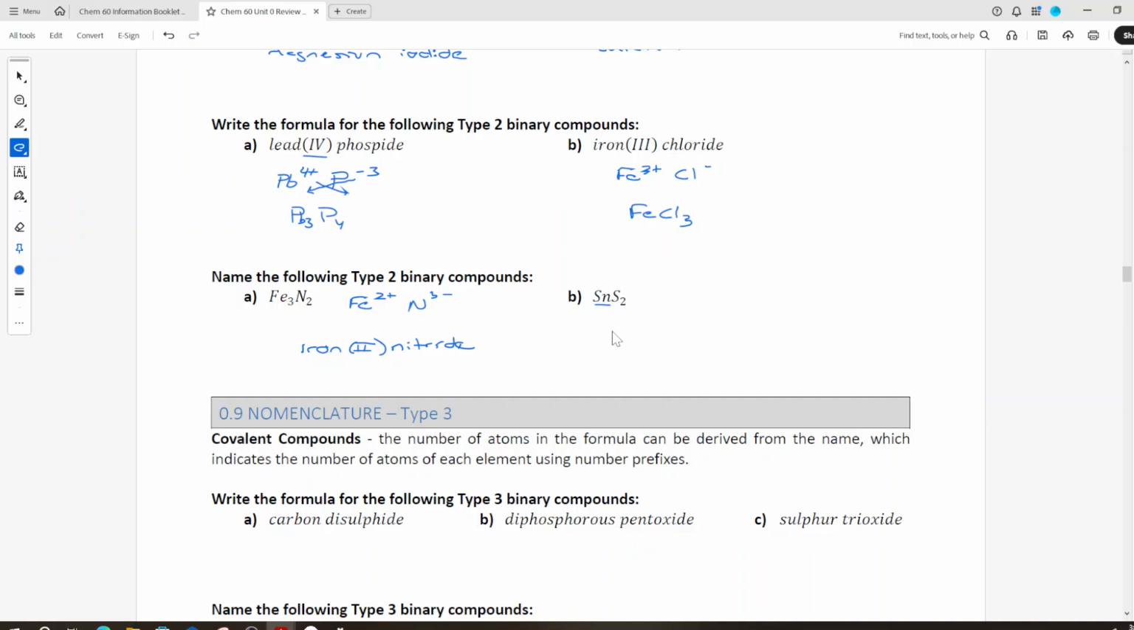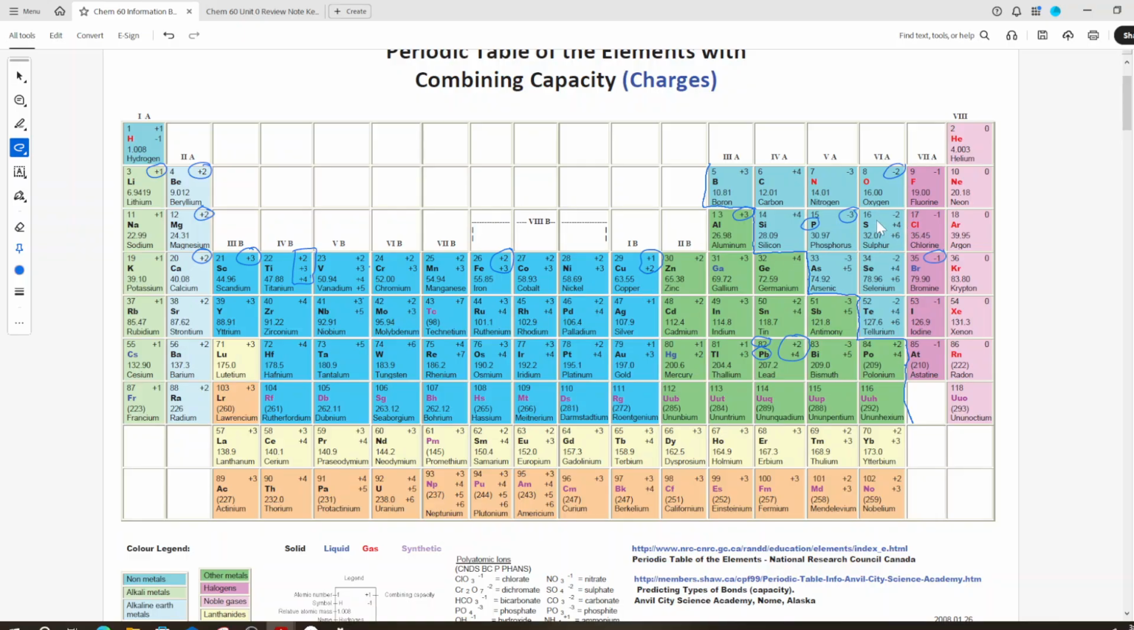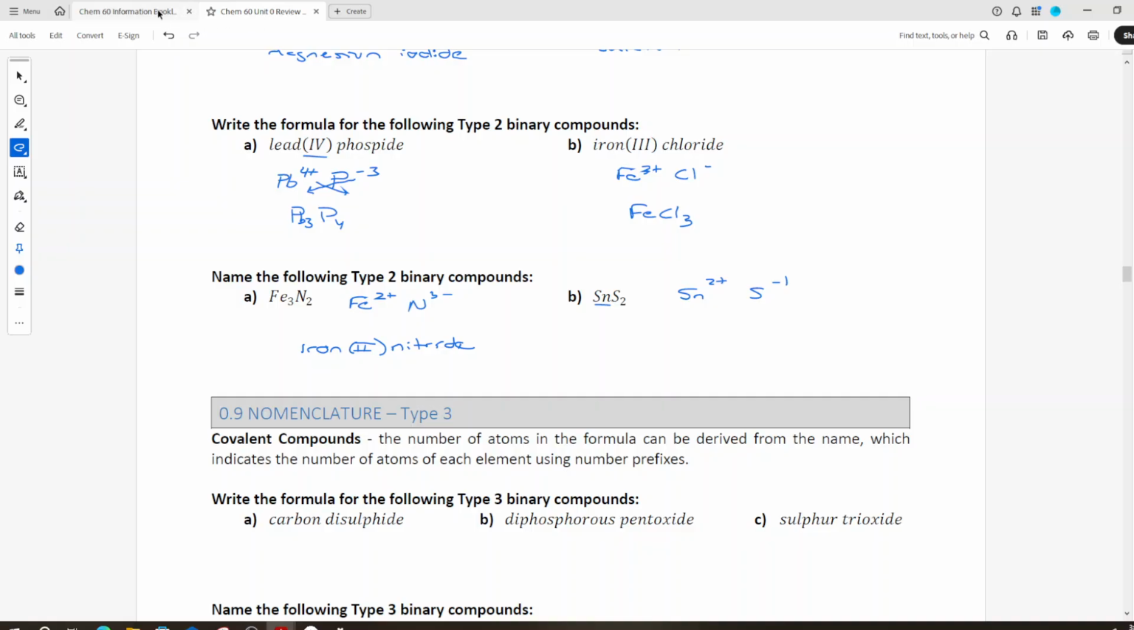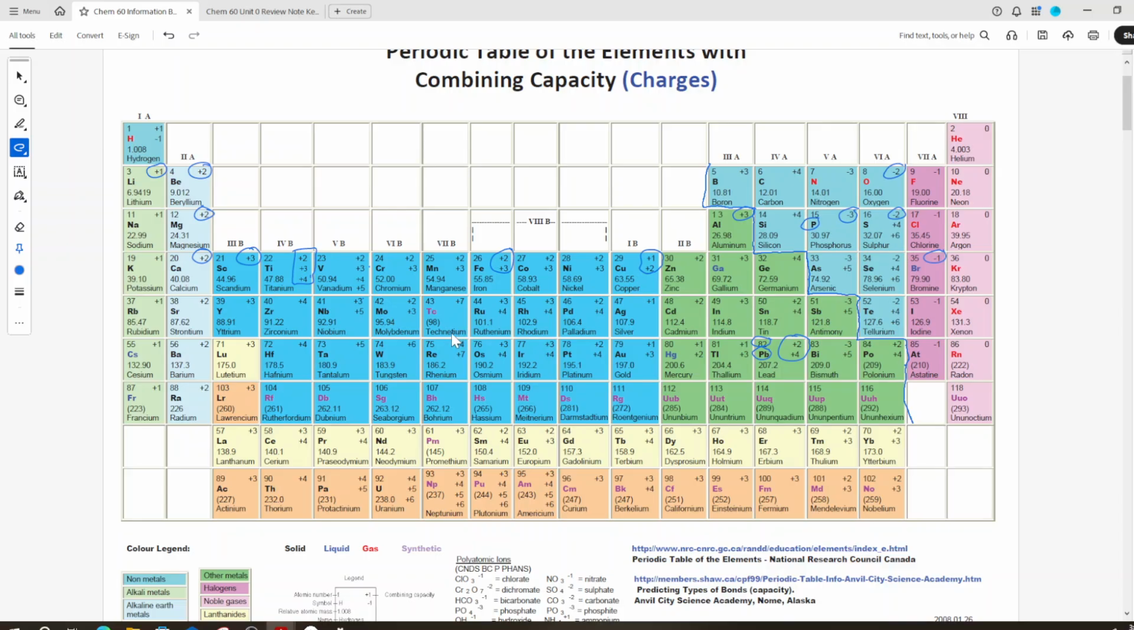So for this one, we've got Sn, which is tin. And let's first of all figure out what the charges are on here. So we've got tin. If I undo the crisscross, I've got tin 2+ and sulfur -1. But then I want to go and double check that that's possible. So if you look here, sulfur actually has to be a -2. So something's happened here. And then if we also look at tin, Sn, where is Sn? There it is. It's number 50.